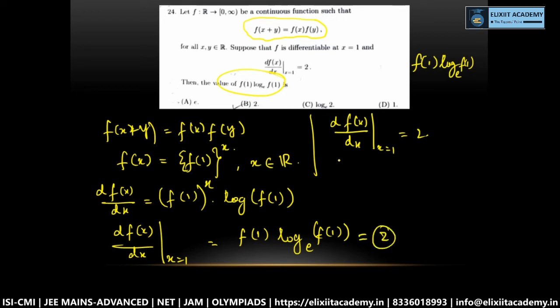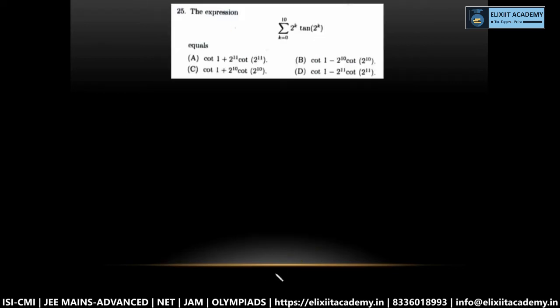And this is already given. d of f(x) upon dx at x equals 1 is 2 only. So obviously the answer is what? This is 2. Answer is 2. Okay, we move on to the next question.